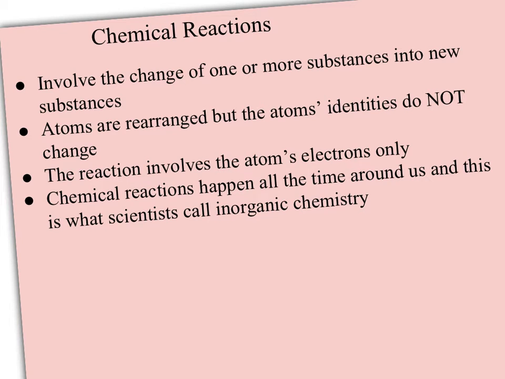Welcome. This video is going to talk about chemical reactions and then contrast it with nuclear reactions, and mostly focus on nuclear reactions. So chemical reactions involve the change of one or more substances into new substances. Atoms are rearranged, but the atoms' identities do not change. So this is what early scientists like Democritus and Dalton thought happened, and it's what scientists still believe happens in the reactions that go on around us all the time.